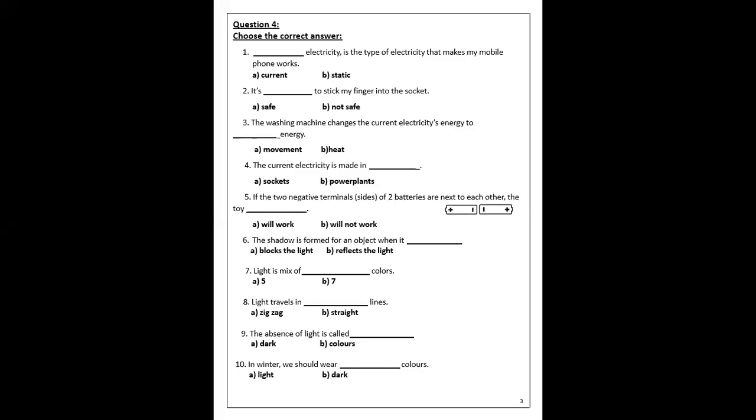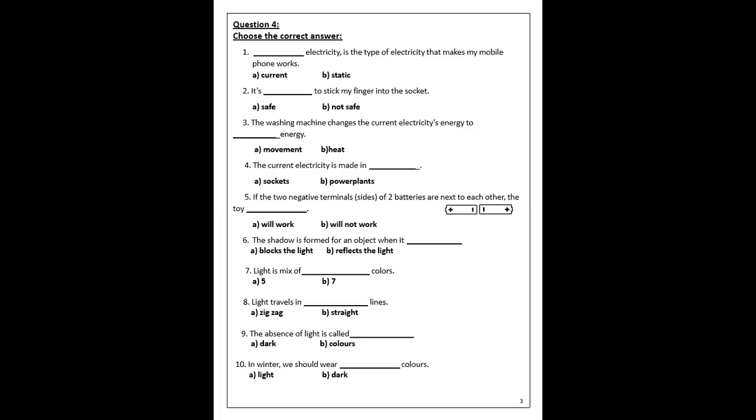In number 1, he's asking: what type of electricity makes my mobile phone work? So he wants you to choose which type of electricity makes your mobile phone work. Letter A is current, letter B is static. So let's start the revision together.